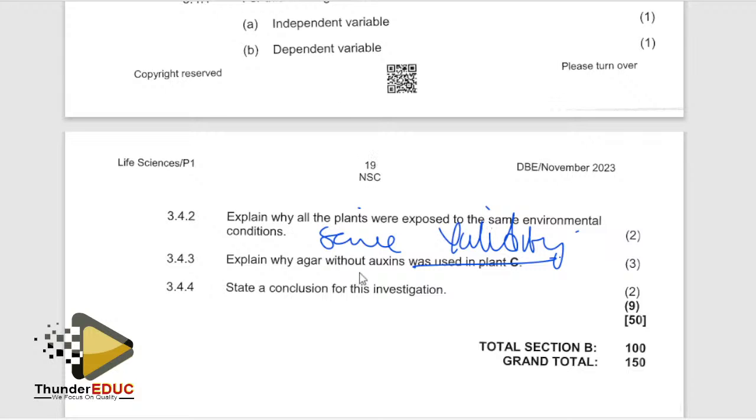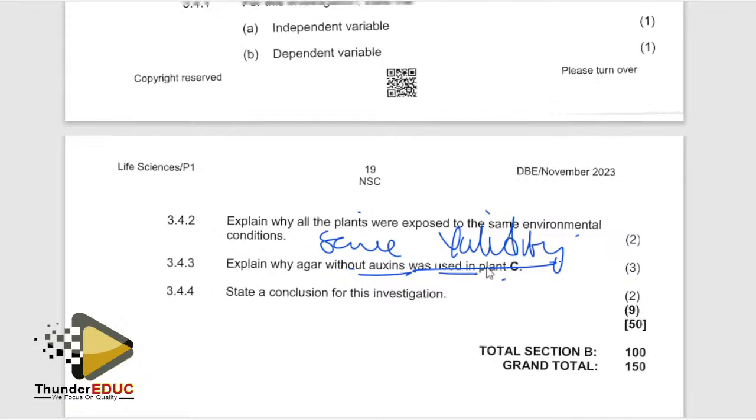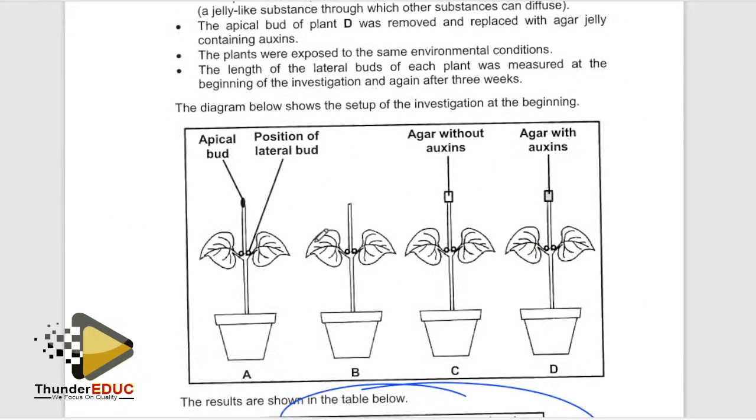Explain why agar without auxin was used in C. Agar without auxin, remember, agar is a substance which helps in diffusing those other substances, like a sponge. Yes. And C, why was it used? Agar without auxin can act as a control experiment, to see the effect of auxins in D, comparing agar without auxins and agar with auxin.